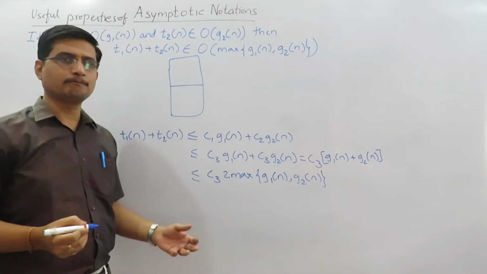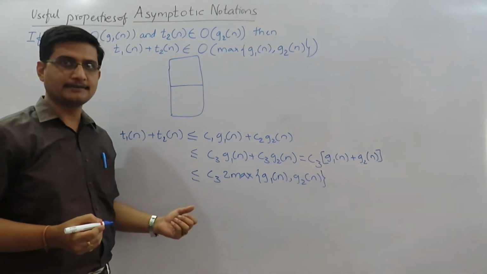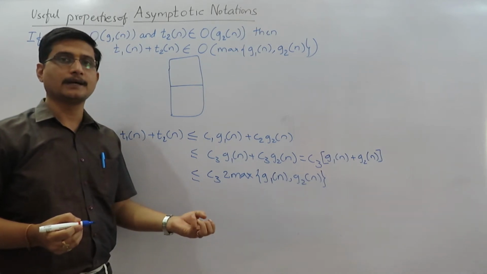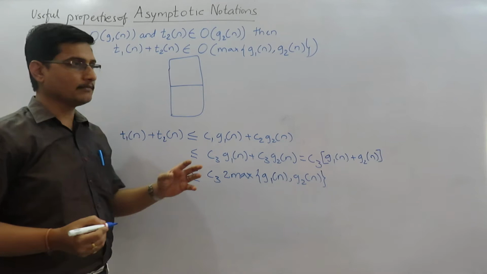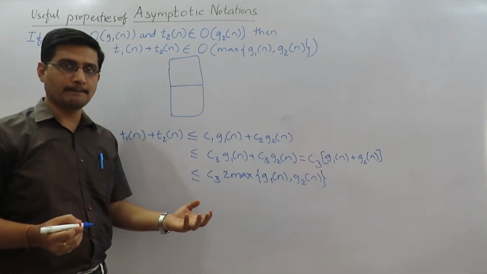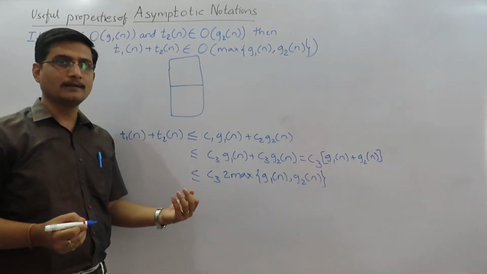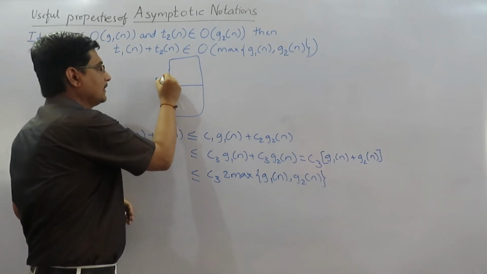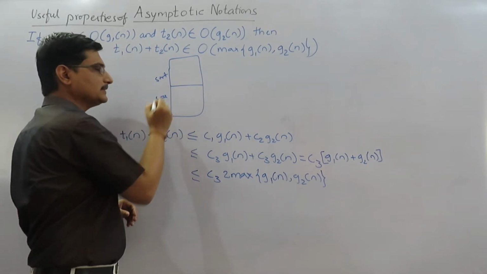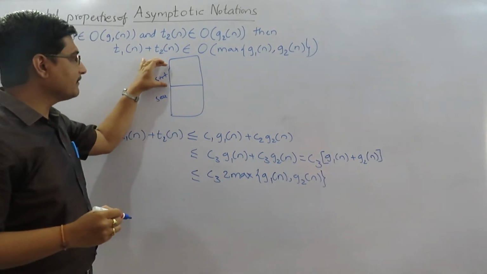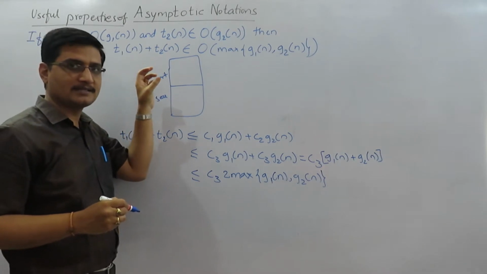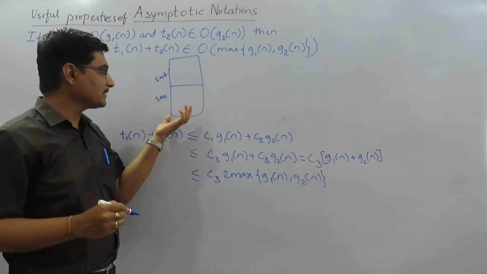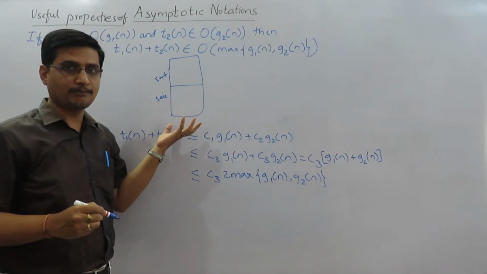Say it is binary search, but the input we want to give is an unsorted array. So before we go for binary search, we have to sort the given array. So sorting is the first part and searching is the second part. T1 of n represents the complexity of the first part of the algorithm. T2 of n represents the complexity of the second part of the program or algorithm.